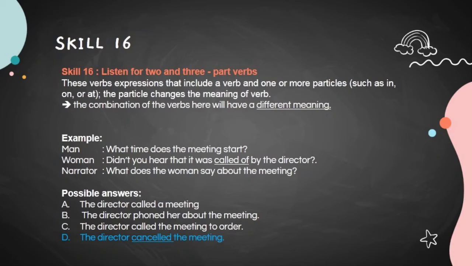Skill 16. Two and three-part verbs appear in some questions in the short dialogues. These verbs are expressions that include a verb and one or more particles, such as in, on, or at. The particle changes the meaning of the verb. Questions involving two and three-part verbs can be difficult for students because the addition of the particle changes the meaning of the verb in an idiomatic way.